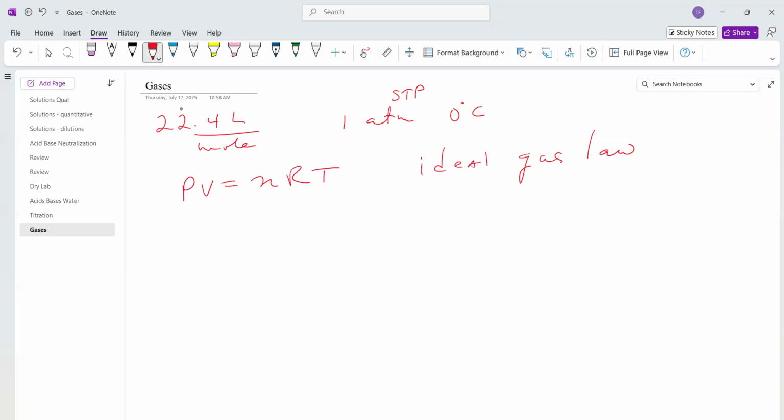Now this P stands for pressure, obviously, V is volume in liters, n is moles, R is the universal gas constant, and that varies depending on what units we're using. And then T is temperature in Kelvin.